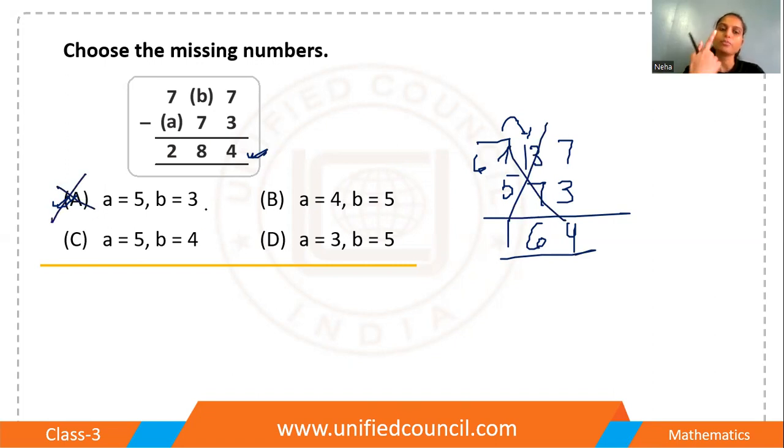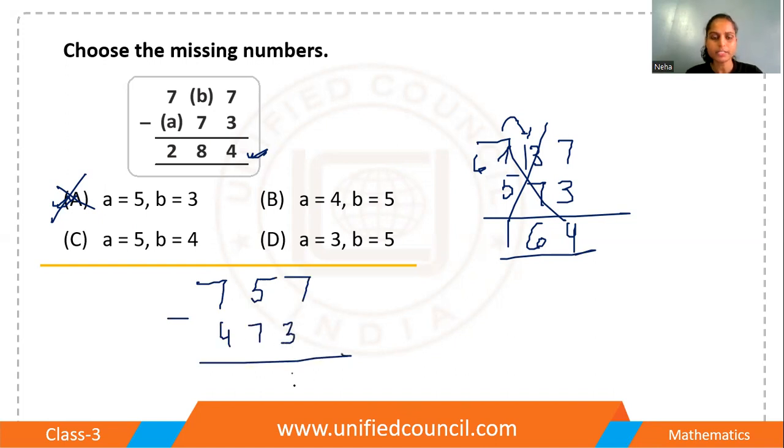Now you can check with option B similarly. So 7, 5, 7 minus A is 4. So 4, 7 and 6. This is the same, this is 4. This becomes 15, so 7, 10. Yes, this is 8, and then this becomes 6. So 6 minus 4 is 2. This is 284. So I can say option C is the right answer.